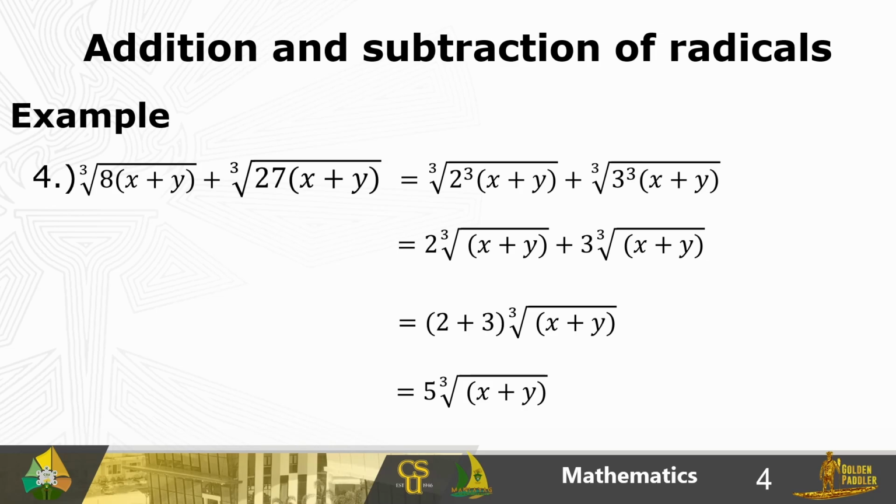So that's for example number 4, meaning the cube root of 8 times x plus y, plus cube root of 27 times x plus y, is equal to 5 cube root of x plus y.